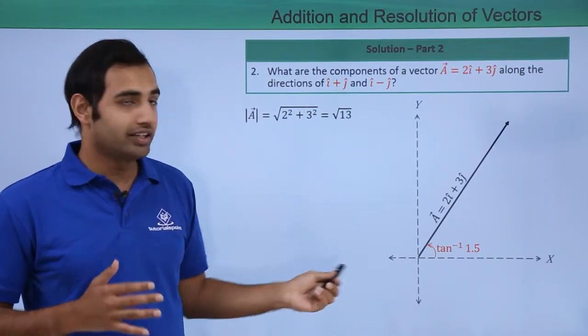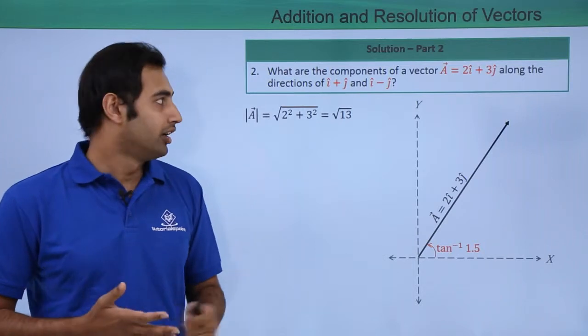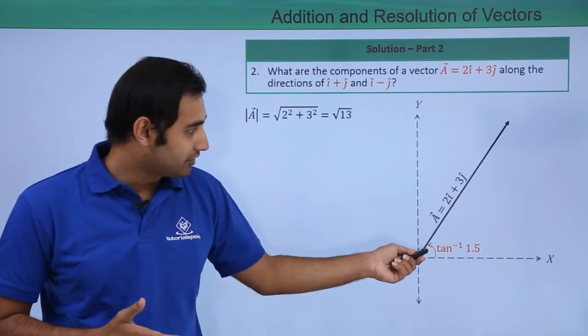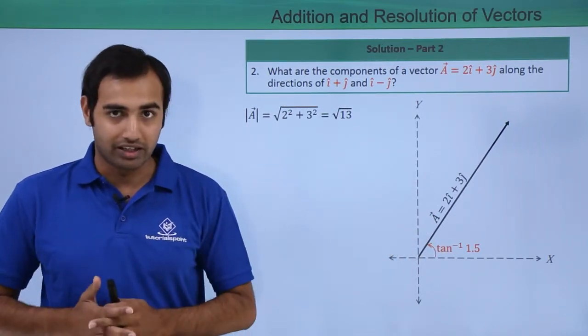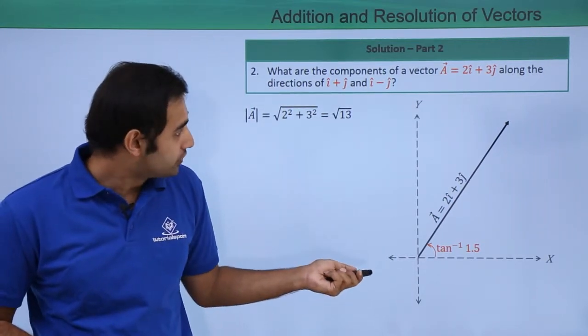So first of all, I take the older coordinate axis and I draw 2i plus 3j as you can see here. Now the magnitude of this vector is clearly square root of 13 and the angle it makes with the x-axis is tan inverse of 1.5. All these values you can very easily calculate. Now I have to resolve them along these four vectors.